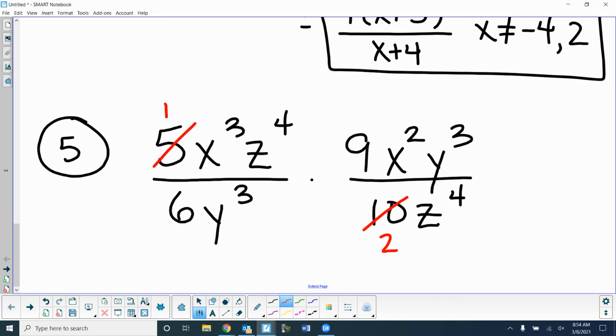What about the 6 and the 9? Do they have a common factor? Yes, 3, right? 6 divided by 3? 2. What's 9 divided by 3? 3. Okay?